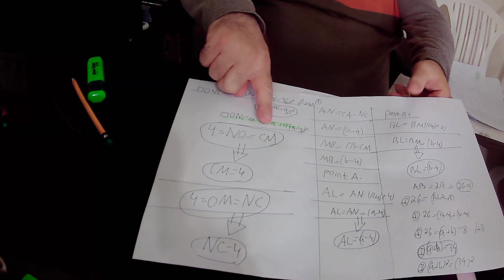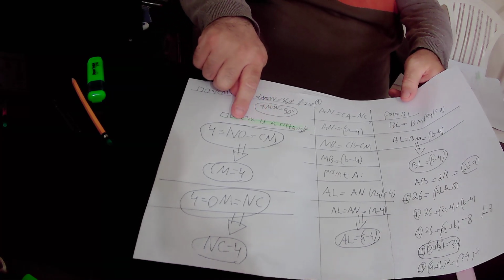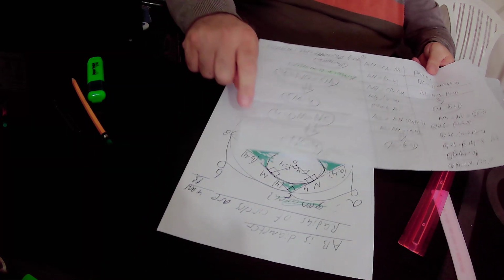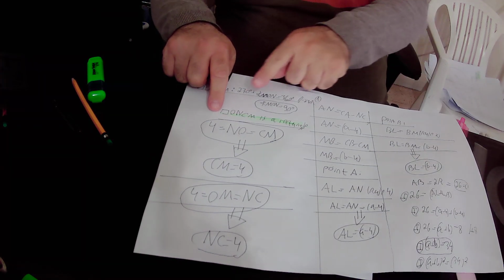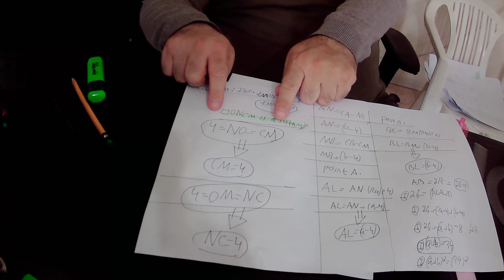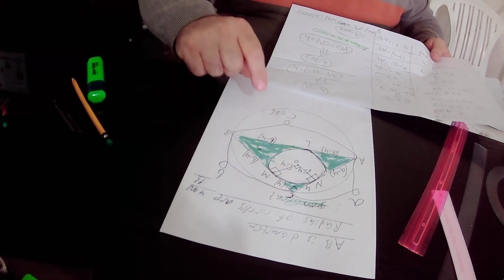ON must be equal to CM. But we have already found out that ON equals 4. This is the radius of the circle. So from this equation, 4 equals ON equals CM, we will derive that CM is also equal to 4 units.